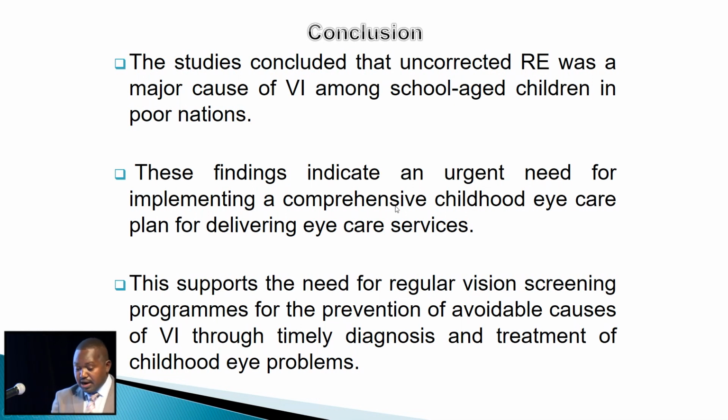Our conclusion: the study concludes that uncorrected refractive error was the major cause of visual impairment among school-age children in poor nations. This finding indicates an urgent need for developing a comprehensive child eye care plan for delivering eye care services. This supports the need for a regular vision screening program for prevention of avoidable causes of visual impairment through timely diagnosis and treatment of childhood eye problems. This is my reference. Thank you.